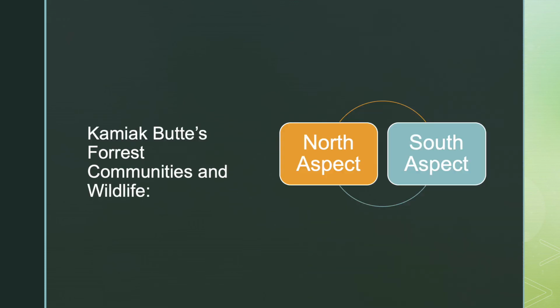The two aspects of the butte have many differences within their communities, whether it's species, species diversity, species abundance, or vegetation. These differences have existed since the formation of the butte because of its structure and how each side receives solar radiation and precipitation. The next two slides will address the differences between the two aspects' forest communities and wildlife.